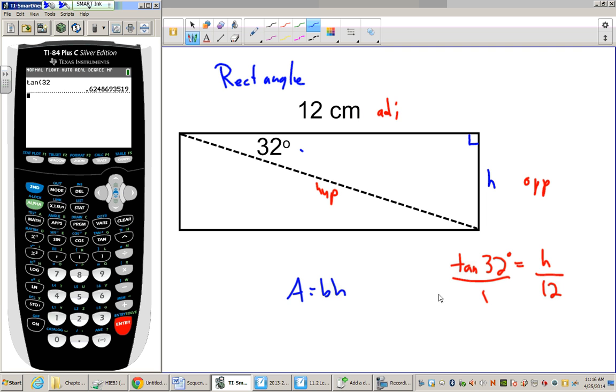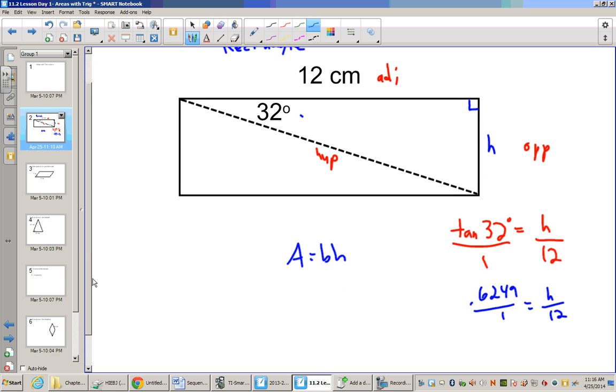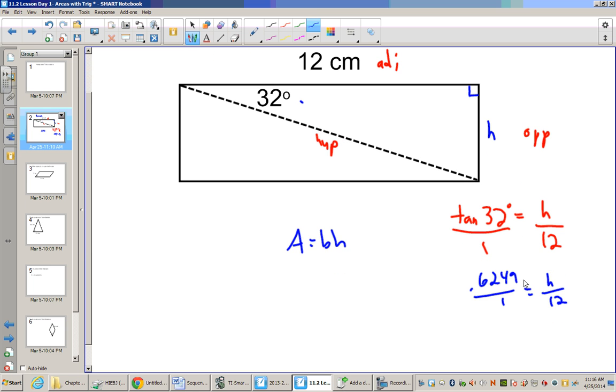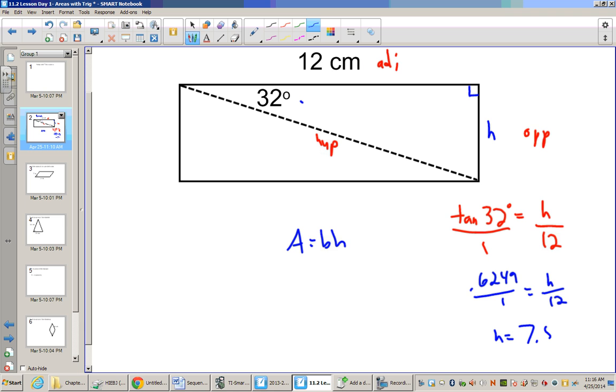Looks like 0.6248. And that's 6, so let's just move that up to 9. So 0.6249 over 1 now is equal to h over 12. When I cross multiply, 1 times h is h. 12 times our answer is 7.49. Let's just say 7.5 to round it. So our h is 7.5.